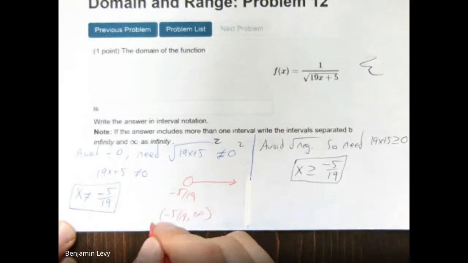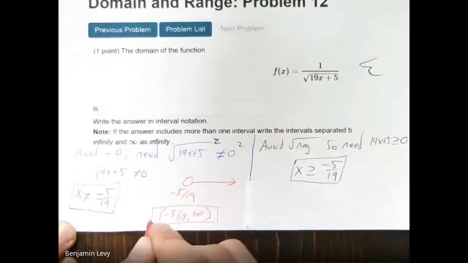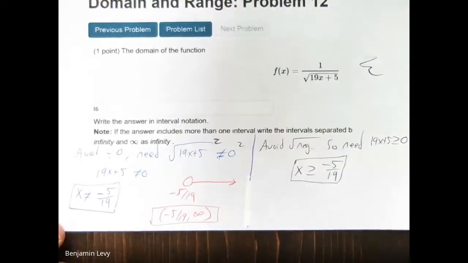Both get parentheses because we're not including either one, right? You always put a parenthesis around infinity. And that's how we think about that. It's good review of domain and range. Thoughts about either one of those or other sort of domain or range type questions on your mind?